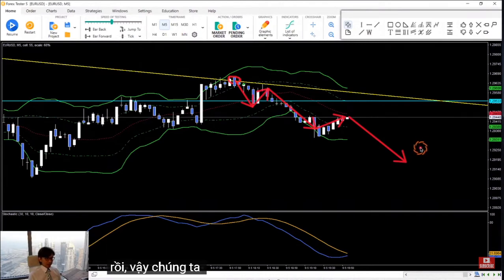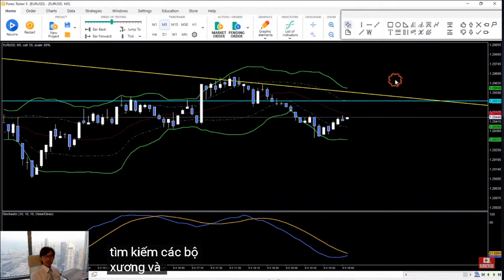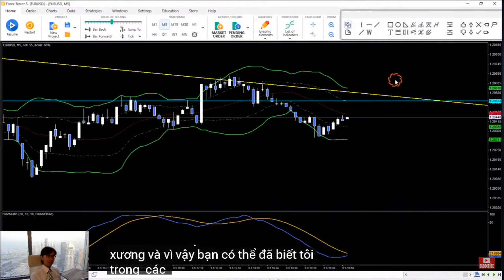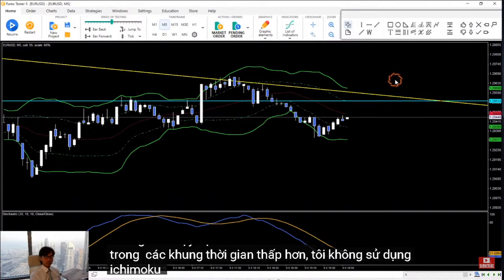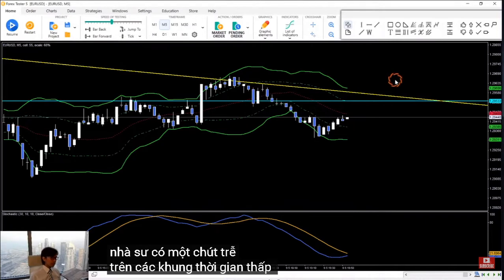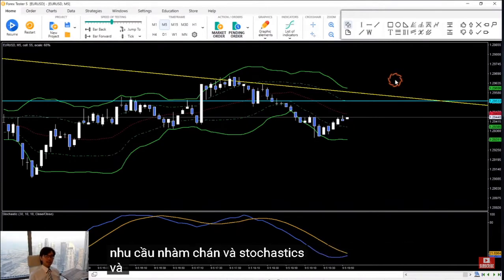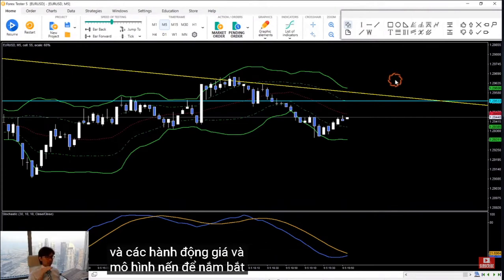Okay, so yeah, let's move on. So here, this is the potential downtrend, so I look for the sell chance. And as you already might know, in the lower time frames, I don't use Ichimoku Kinko Hyo anymore because Ichimoku is a bit lagging on these lower time frames. So I use Bollinger Band and stochastics and lines, price action, and candlestick patterns to capture the exact trading edge.